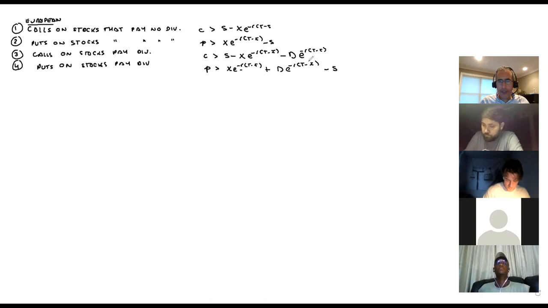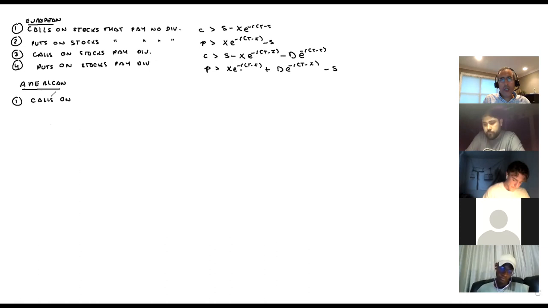Okay, so now let's go into case number 5. We're going to start talking about Americans, American options. So case number 1 in American options is going to be exactly the same: American calls on stocks that pay no dividend. Remember that American means early exercise. You can do early exercise.